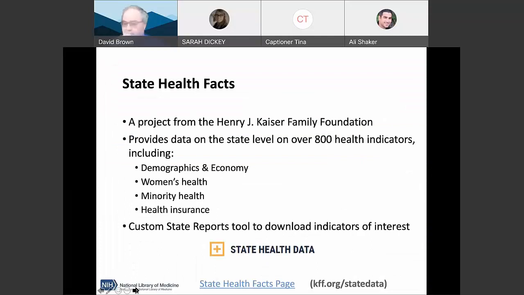Then we also have State Health Facts. And these are from the Kaiser Family Foundation, another nonprofit organization that really does a lot of good work on gathering information. It provides data at the state level on over 800 health indicators, including demographics and economy, women's health, minority health, health insurance, and it gives you some custom state reports to download the indicators of interest. So again, it is a great resource here.